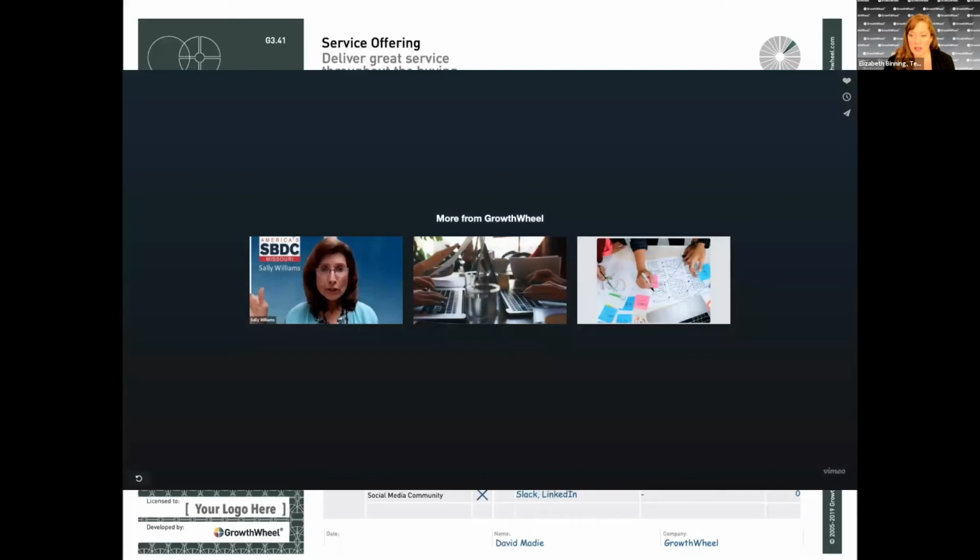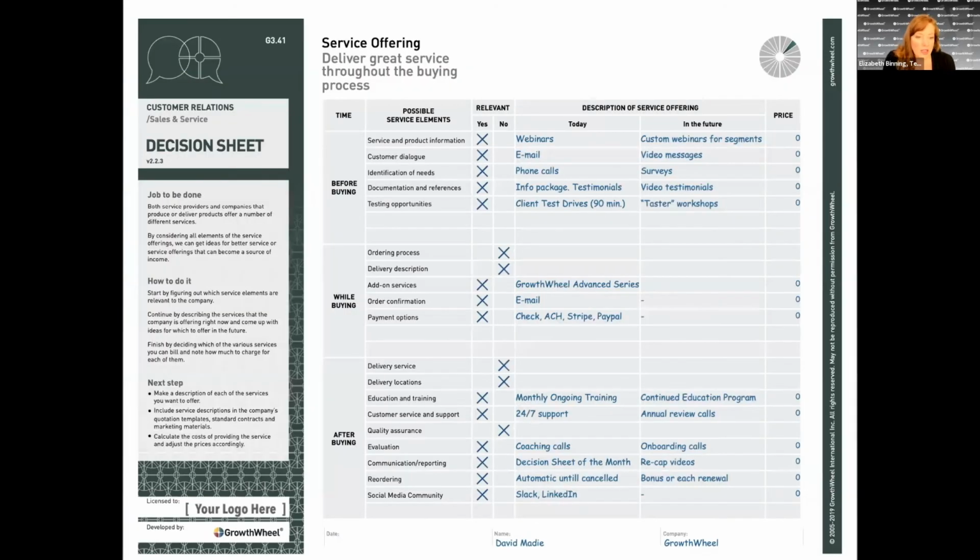All right, so we'll take a look at this one where we're looking at the service offering. And again, we filled it out from GrowthWheel's perspective. Some things are not as relevant, so some of the delivery locations and things like that, because we do a lot of our work with software. So we can see before buying, we offer webinars, but we could maybe customize that for certain segments. We do email, but maybe we could add some personalized video messages into them. We do phone calls to make sure we're going to meet their needs, but maybe we could do more of a survey, make it more specific.